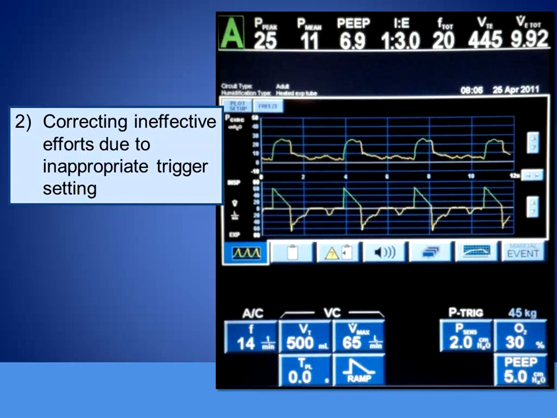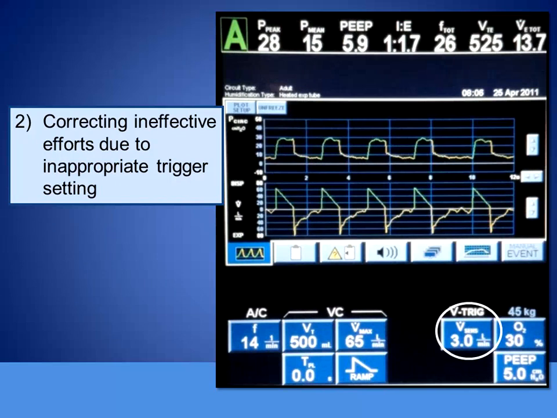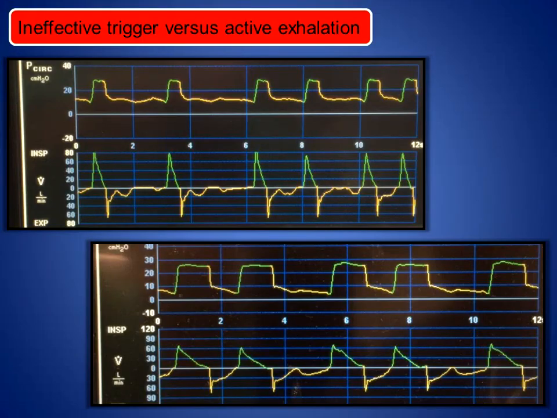However, if I just change this to a flow triggering mechanism, which is typically a little bit more sensitive to the patient, you can now see the appearance of all the breaths across there. So most times ineffective trigger is due to air trapping. The other teeny tiny portion of patients that have ineffective efforts are just due to having a pressure trigger versus a flow trigger.